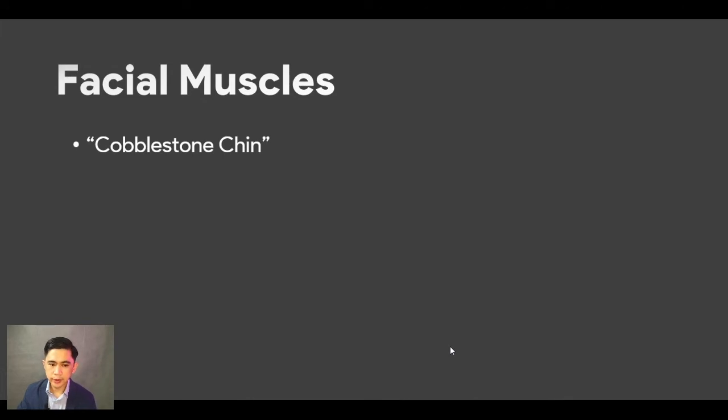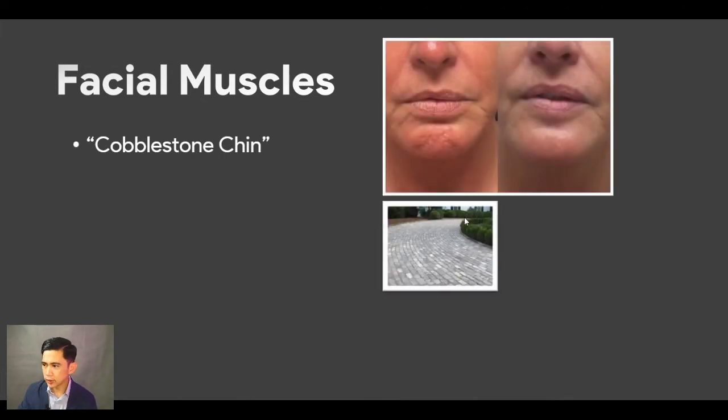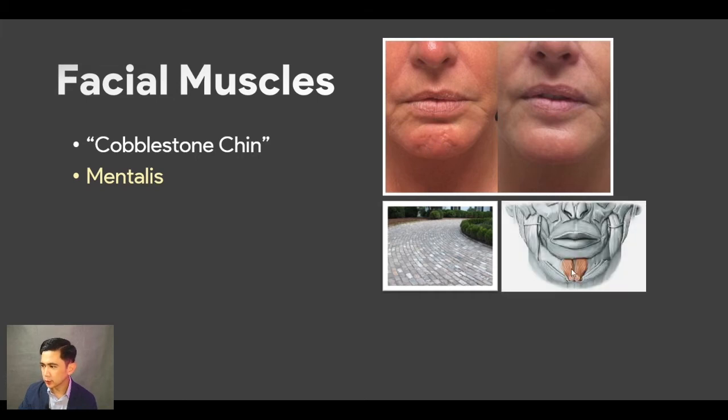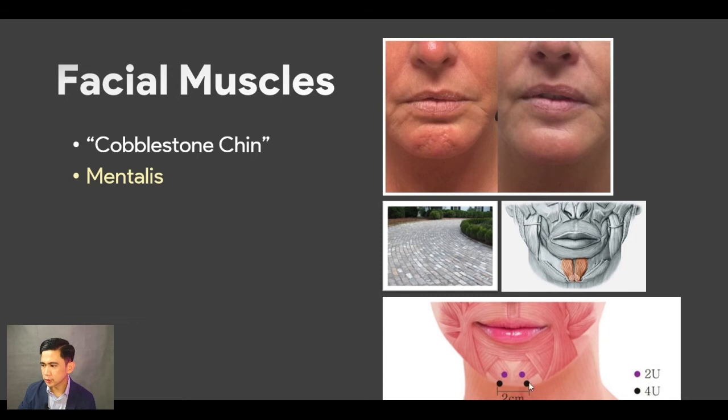Next is the cobblestone chin. This is an example of a cobblestone street road made up of cobblestones. So some patients may have cobblestone chin. These are produced by the mentalis muscle, when the mentalis muscle pulls the skin of the chin upward and underneath. So it will wrinkle, just like this one. Some patients find it unattractive, thus they have it paralyzed. So we put some Botox over here so that it will be relieved.